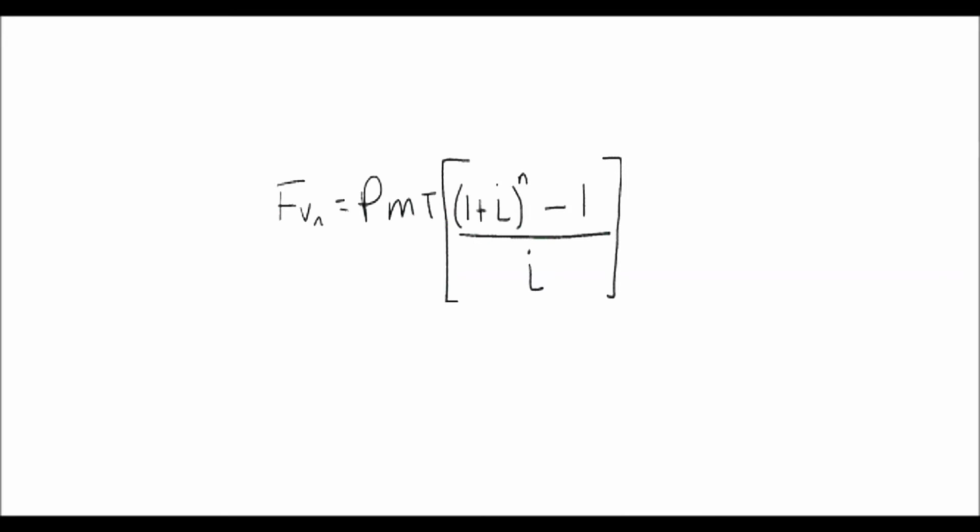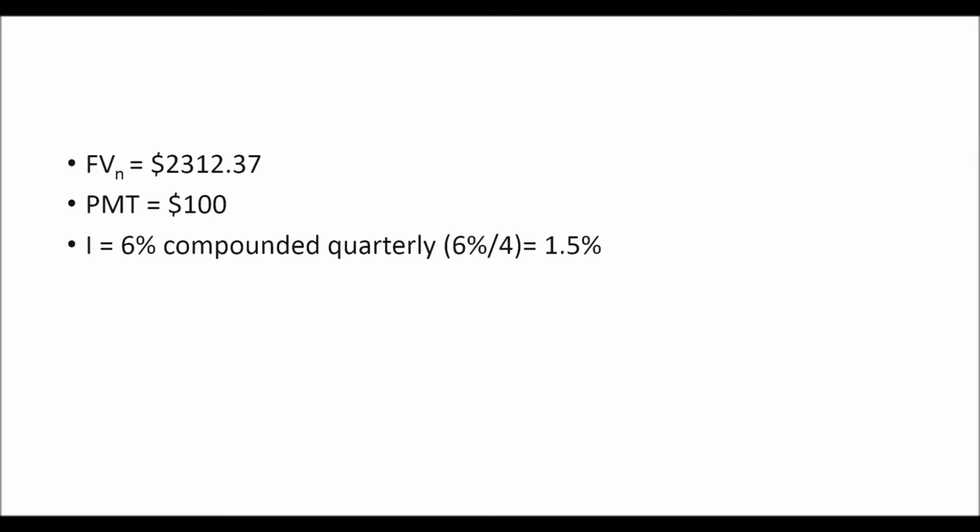So what we know from this and what we can plug into our formula is first the future value of $2312.37, the regular payment of $100, the interest rate of 6%, which is compounded quarterly. And for our purposes, that's 6% divided by 4 quarters, which is 1.5% per quarter. And we're looking for n.